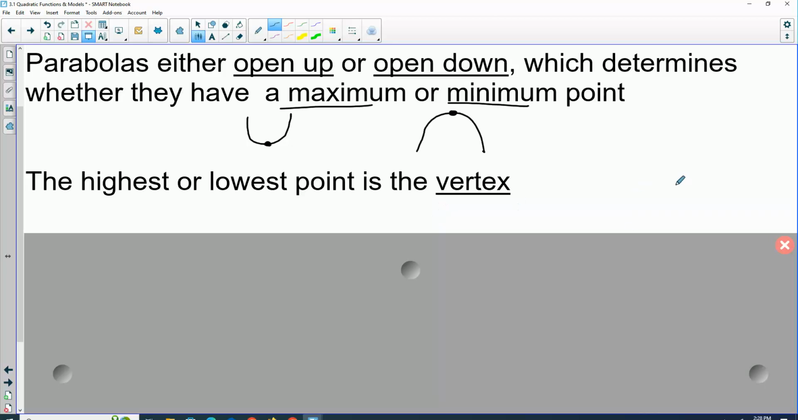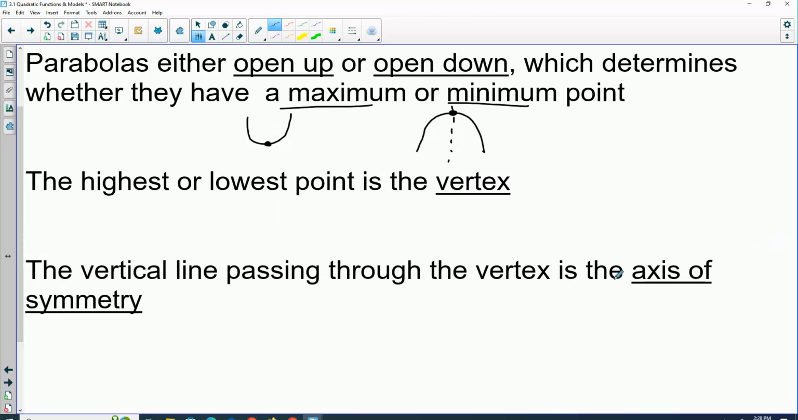What is the vertical line that goes through the vertex? The axis of symmetry is that vertical line going through it.